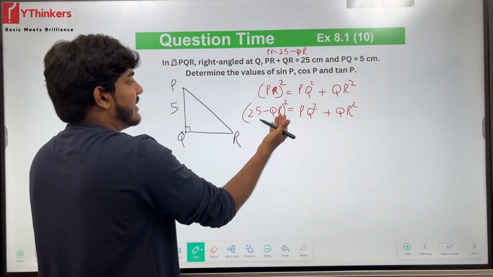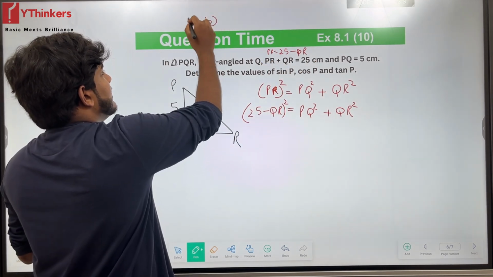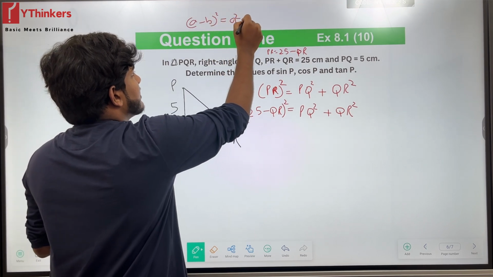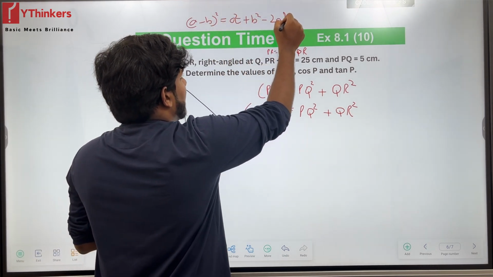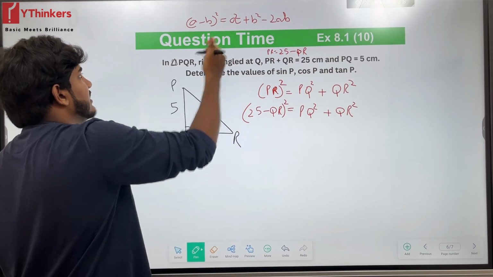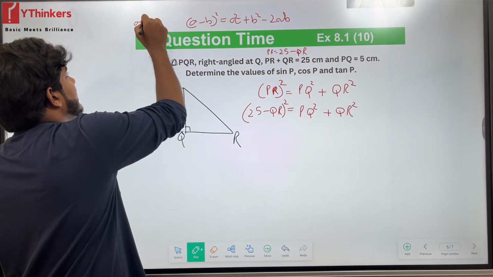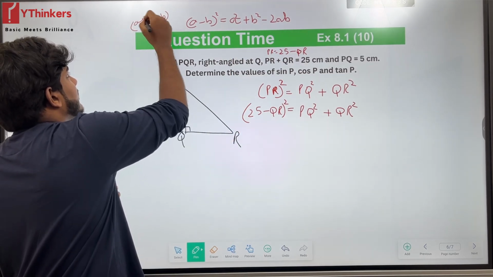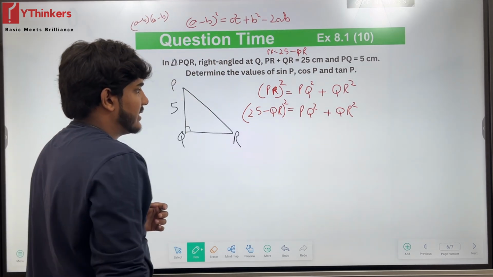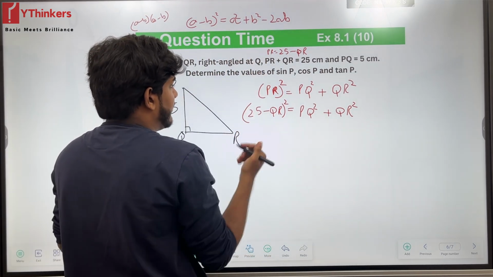Now I know that A minus B the whole square is nothing but A square plus B square minus 2AB. You don't need to learn this by heart. You can even multiply A minus B into A minus B. Open the bracket, and you will get back the same answer. So we'll apply the same formula to this.